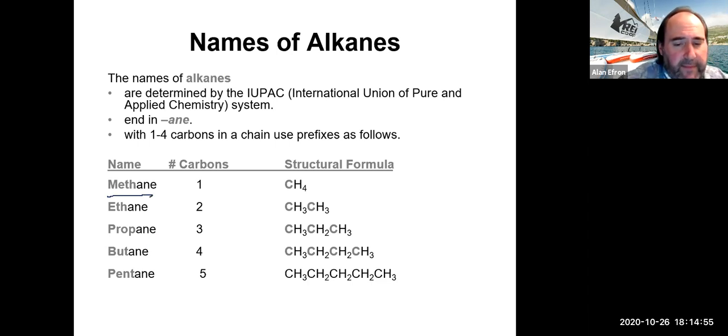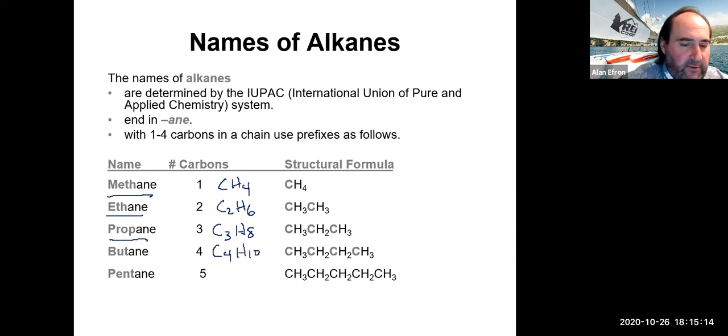Our next one would be 2 carbons and 6 hydrogens, and that is known as ethane. Next one would be 3 carbons and 8 hydrogens, which would be propane. Next one would be 4 carbons and 10 hydrogens, known as butane. 5 carbons and 12 hydrogens, known as pentane.